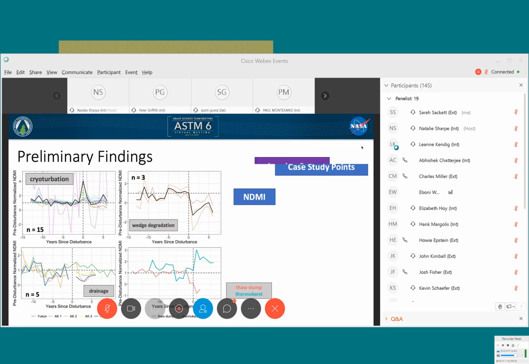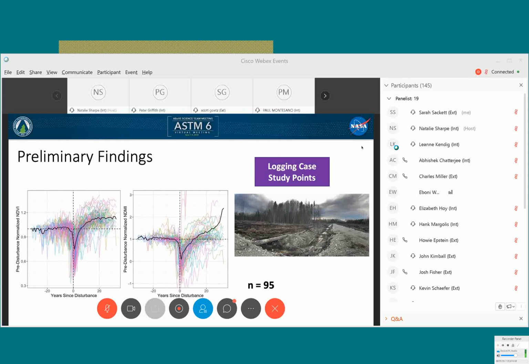Next. For logging, we have a number of locations in Canada that show a decline in both NDVI and NDMI in the year of logging, and then an increase in those metrics above the pre-logging mean. Again, this could be due to changes in vegetation composition.